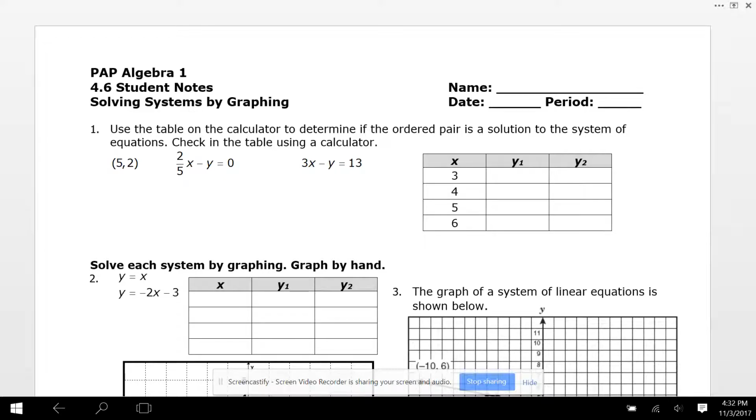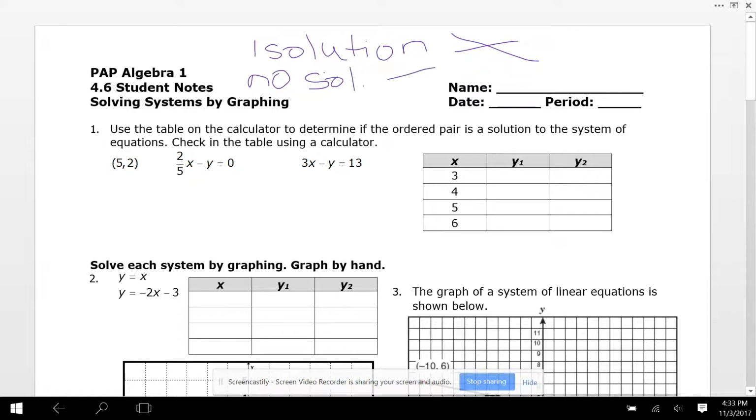So remember that when we have systems, we can have one solution, which is two lines crossing. We can have no solutions, which are parallel lines. And we can have infinite solutions, which is actually two lines that are the exact same line.